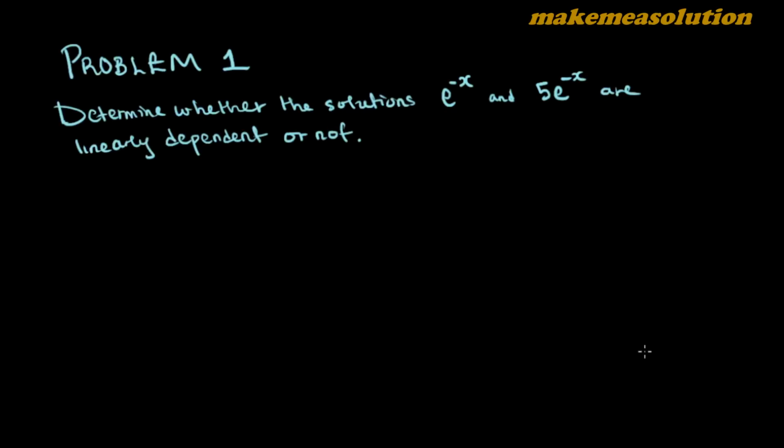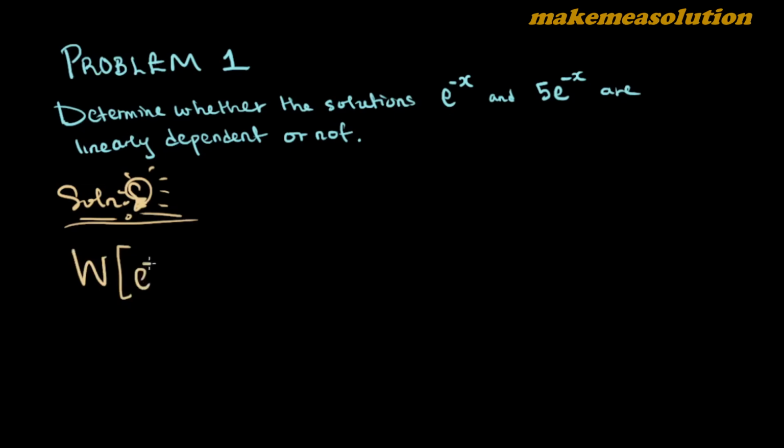We want to determine whether the following solutions are linearly dependent or not. So in this example, we're going to use the Wronskian test to check whether these solutions are linearly dependent or not. So I'm going to be evaluating the Wronskian of exponential minus x and 5 exponential minus x.